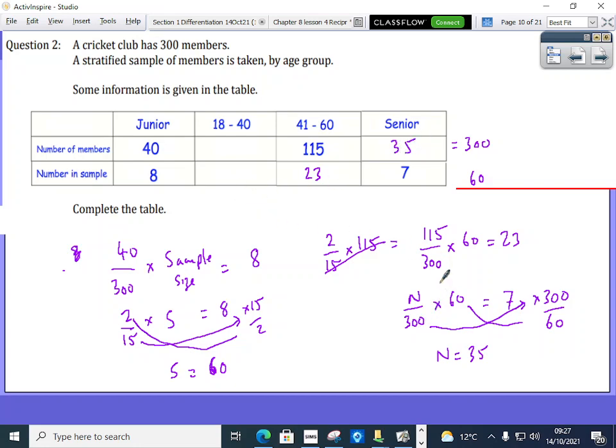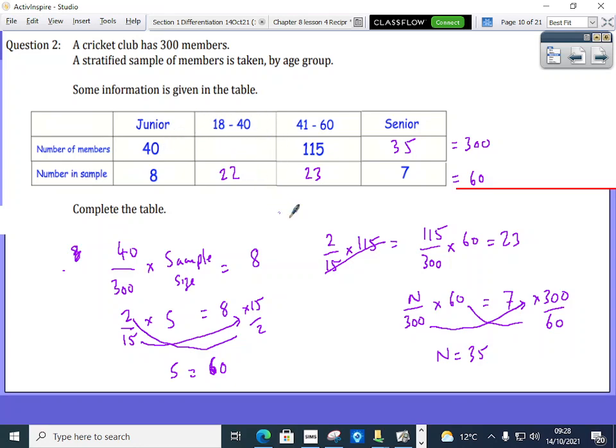Now we've done all the hard bits. These are the toughest bits that we're going to do. These are the easiest bits, because you know that this plus this plus this is going to equal 60. So using number bonds, 23 add 7 is 30. 30 plus 8 is 38. So this must be 22. Because this plus this plus this plus this is going to give me a total sample of 60. So 30, and that makes 60.